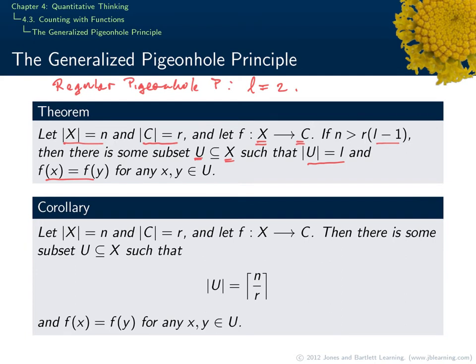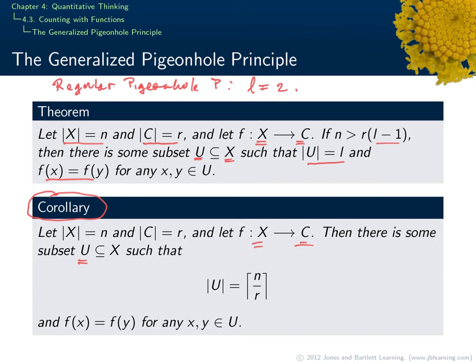All right, now there's another way to phrase this theorem, and it's given in this corollary. So again, we have X being of size n and C being of size r and a function f from X to C. Then again, we're claiming that there's a subset U of X where f of x equals f of y for any x and y in U, and that the size of U is this ceiling function of n over r.